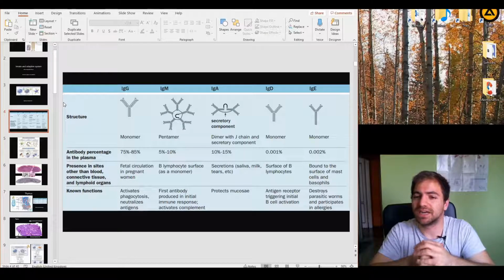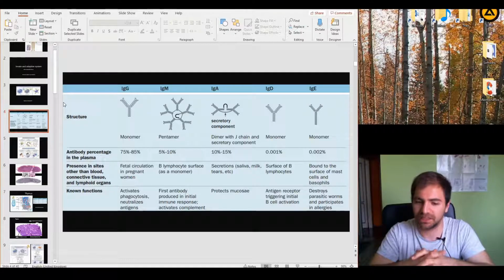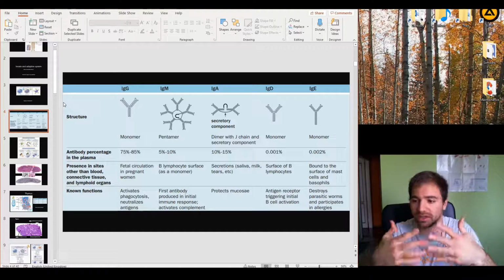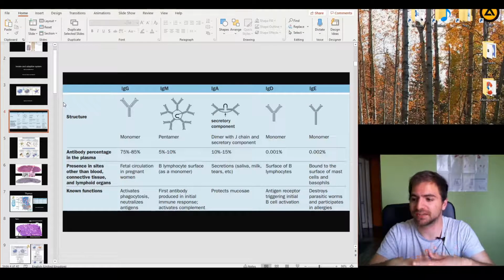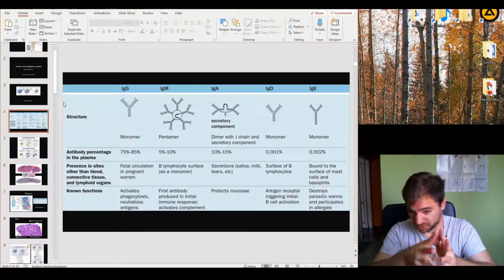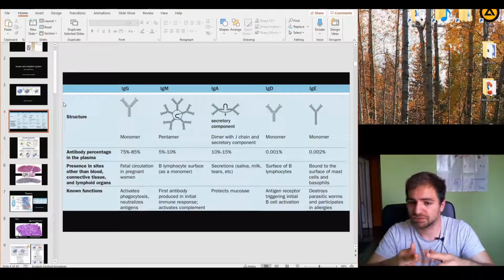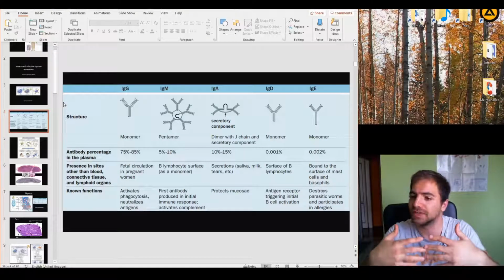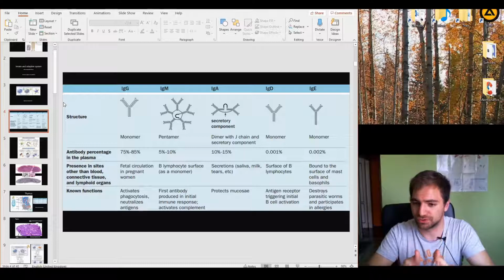Then we're going to see the IgA. This is the mucosal antibody. Of course, we have many mucosal surfaces in the human body: the mouth, the GIT tracts, anything that is in touch with the external environment. Let's take, for example, the human mouth. In the human mouth, there are many secretions. We can find this IgA in many secretions: saliva, milk, tears, and so on. Again, all of them are present on mucosal surfaces.